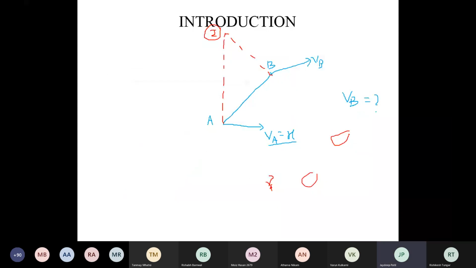Is it understood? You have to draw the perpendicular to the velocity of A and the velocity of B. In the previous case, we knew the locations of A and B. I knew A1 and B1, therefore you have to draw the perpendicular bisector.